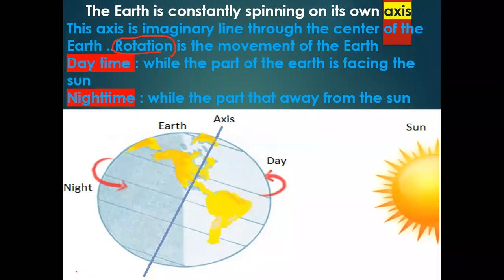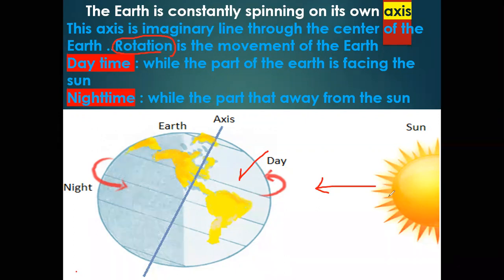Now we have two things, daytime and night time. عندي وقت نهار ووقت ليل. Okay. لازم اعرف شو الفرق بينهم وين يكون موضع الشمس. Daytime is while the part of the earth is facing the sun. As you can see in this picture, while the part of the earth here is facing the sun, this will be daytime. Okay, the daytime again, while the part of the earth is facing the sun.